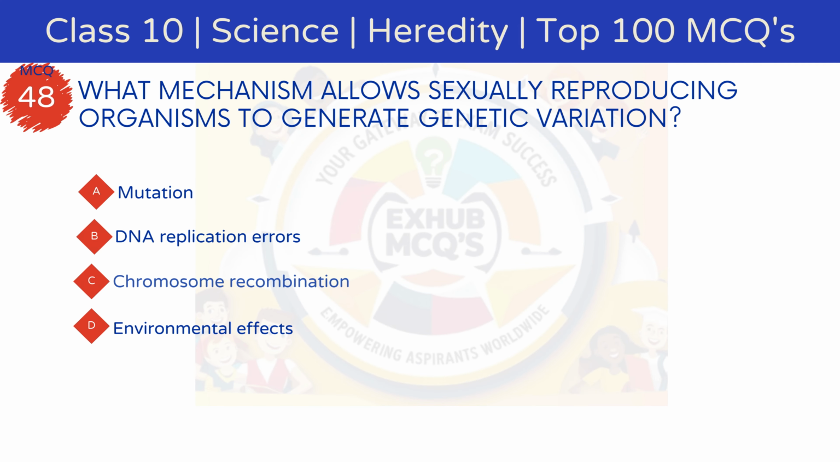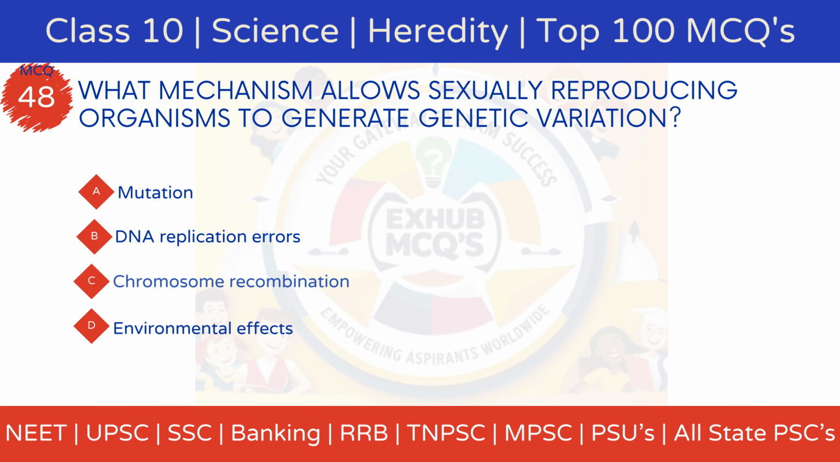MCQ 48. What mechanism allows sexually reproducing organisms to generate genetic variation? Option A, mutation. Option B, DNA replication errors. Option C, chromosome recombination. Option D, environmental effects.